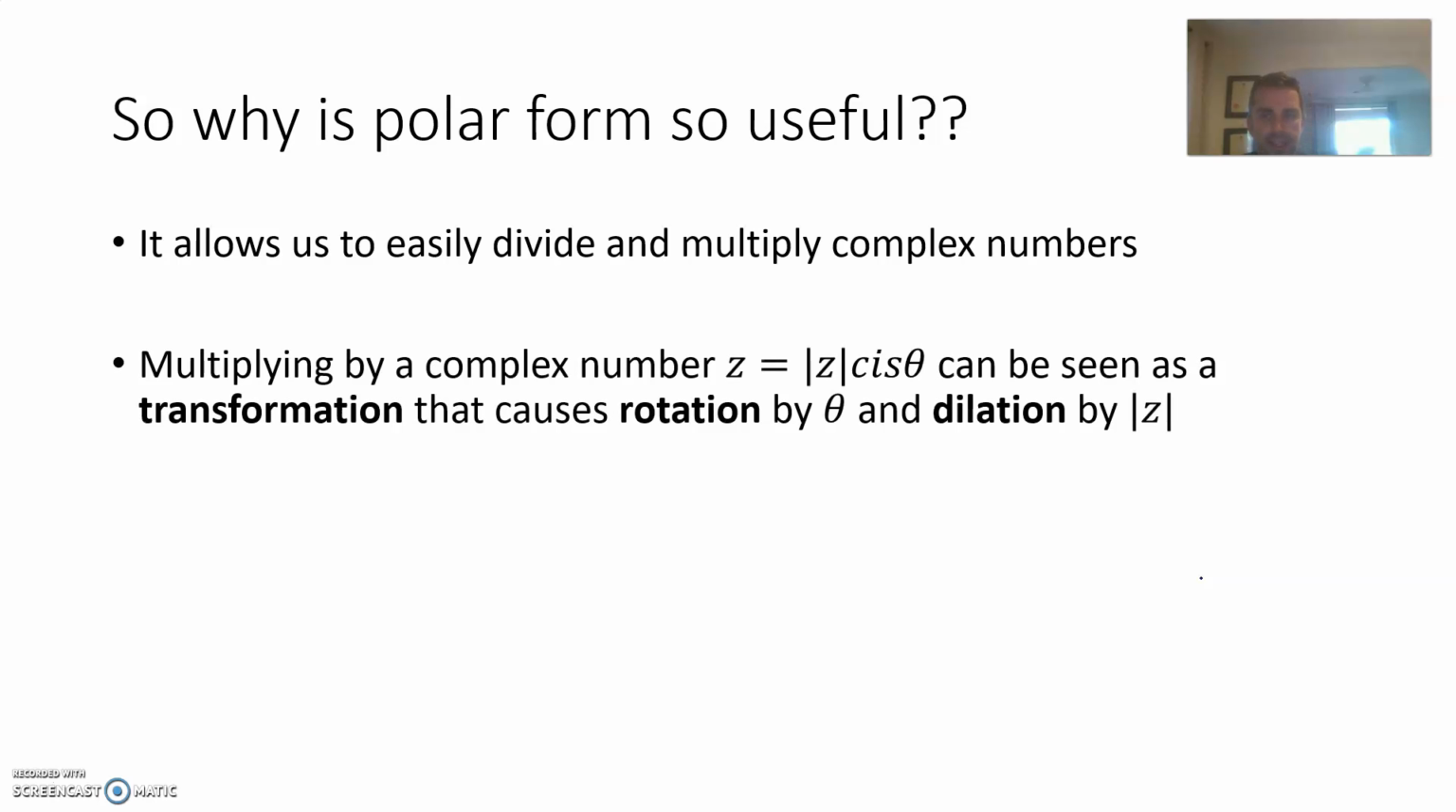The second reason is the geometric reason. When you multiply by this complex number, if it was z, then we can think of that as a geometric transformation that causes a rotation by whatever the angle is. Whatever theta is, that's how much it will rotate by, and a dilation by this factor, mod z. Dilation, remember, means stretching or shrinking. So if z was, say, a half, then it would shrink it. If it was 2, 3, 4 or whatever, it would make it longer.